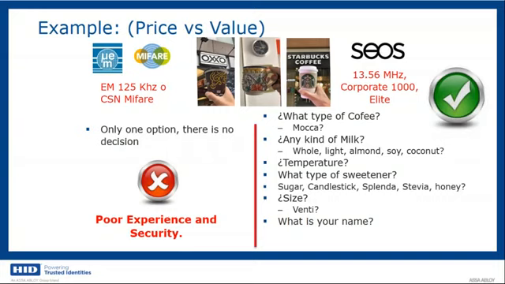So if we take it to a Starbucks, for example, they will ask you what type of coffee you want, what kind of milk you want with the coffee, the temperature, the type of sweetener they can use, the size of the coffee that you want, and at the end, they even ask you your name to make it a really good experience, where you feel that they are creating a product that satisfies all of your needs.